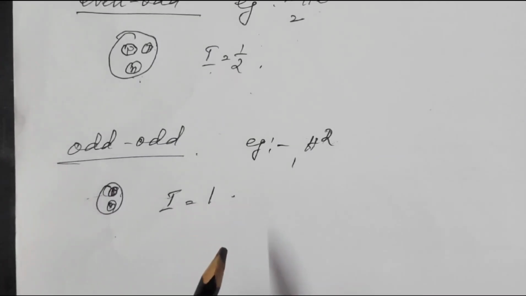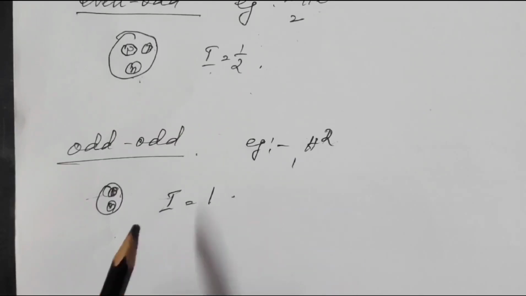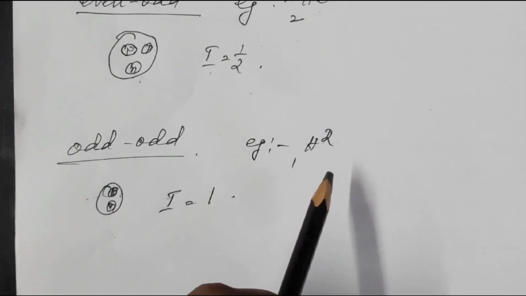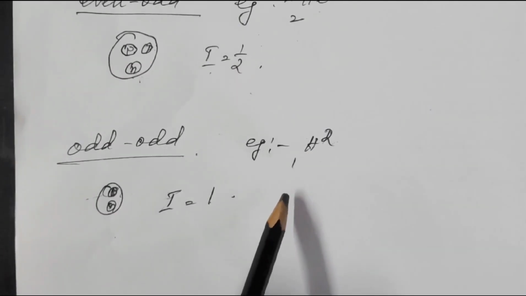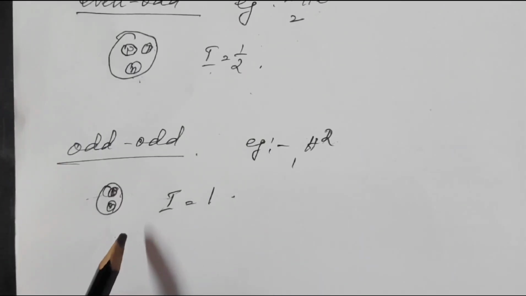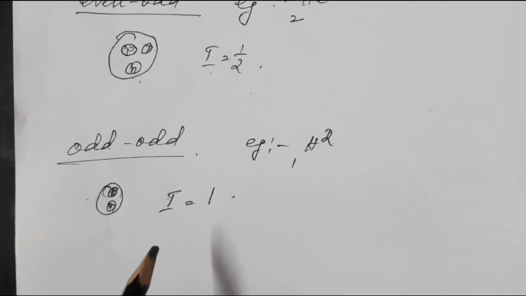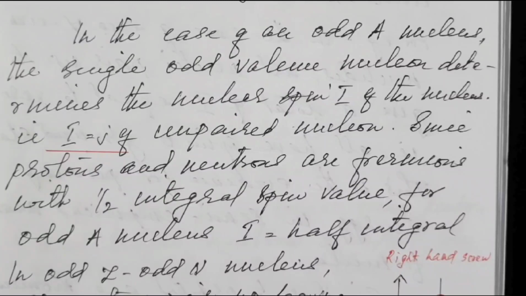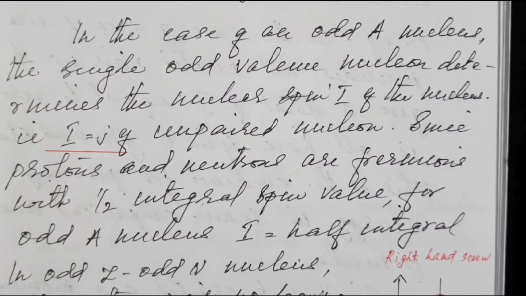Now coming to odd-odd combination of nucleus, there will be an odd number of protons and an odd number of neutrons. Taking deuterium, H-2, as example, it has one proton and one neutron. Both are unpaired. Thus, I becomes 1/2 plus 1/2 is equal to 1. What I have now explained is written as text without examples, so we will just go through it.